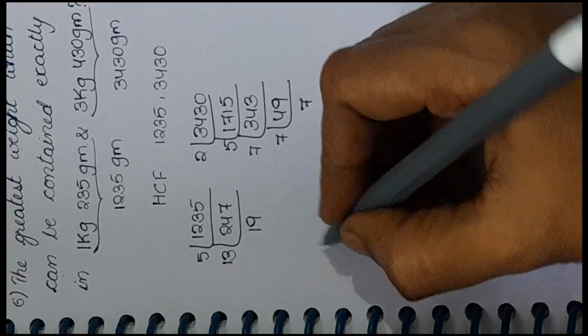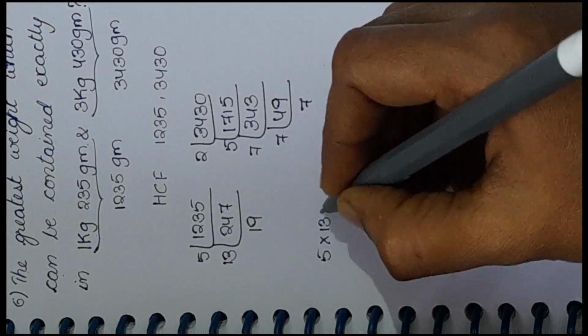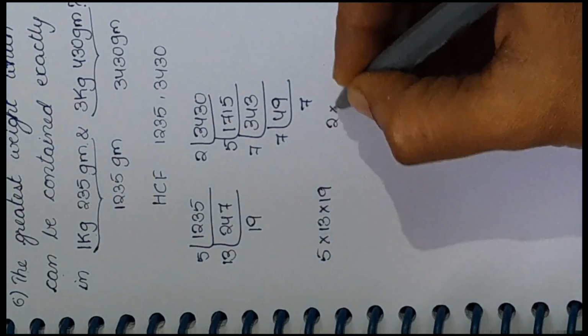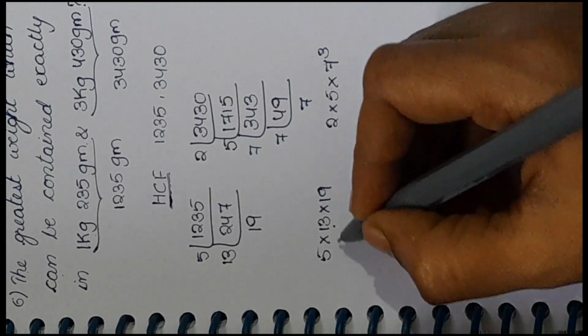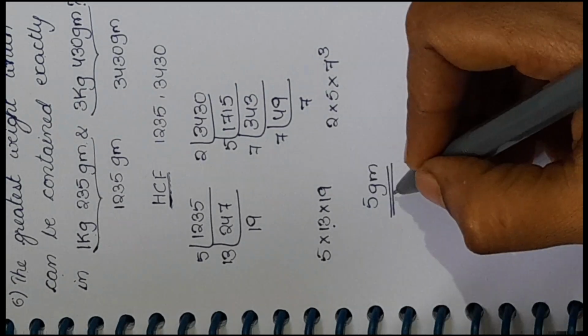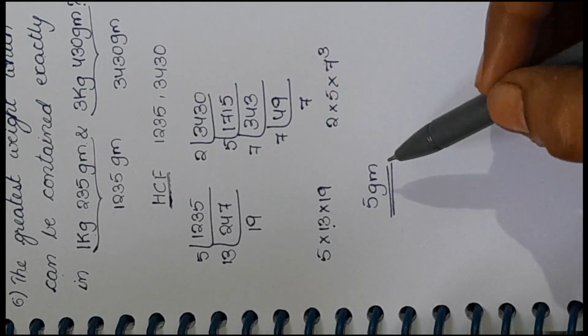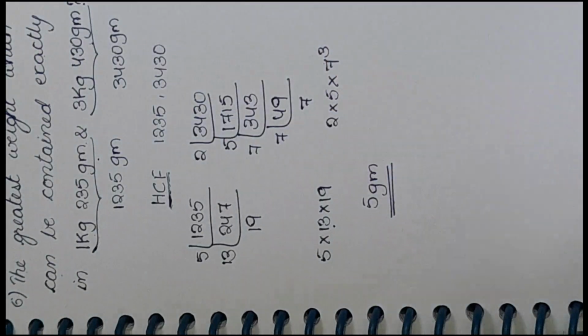Now the prime factors are 5 into 13 into 19 and here 2 into 5 into 7 cube. We should take the common factors with least power. Here the common factor is only 5. So 5 grams is the greatest weight which can be contained exactly in the given weights.